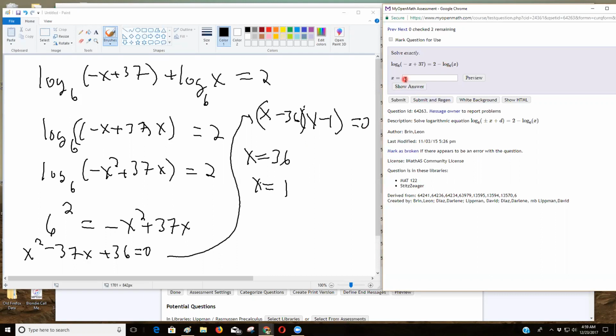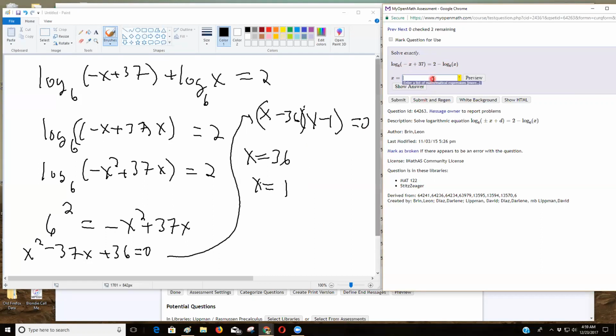That's not extraneous. If I drop in 1, I'm going to get 36. I'm going to get 1, so I get 36. 6 to the second is 36. So this side is 2. If I substitute in 1 here, I'm going to get 0 there. So 2 equals 2. So that also is a solution that's not extraneous. So there's 2 solutions. That should be 1 and 36.